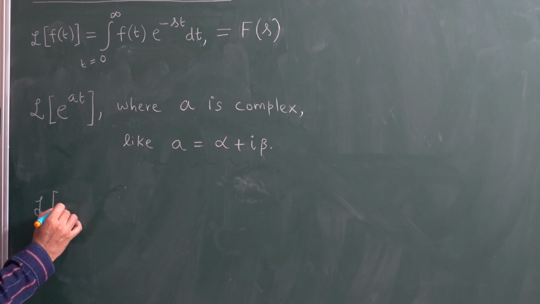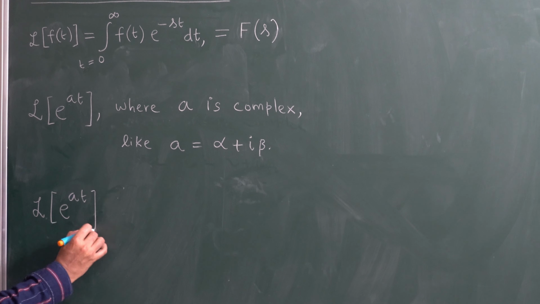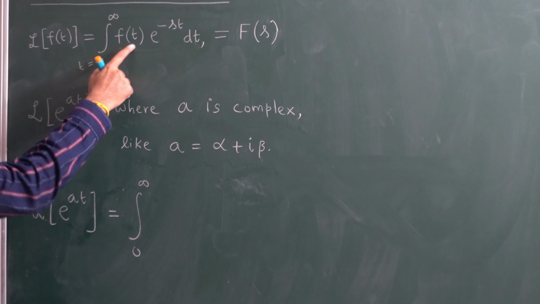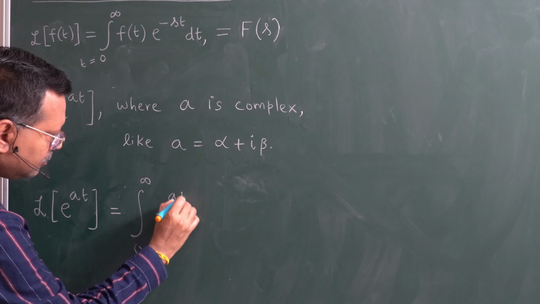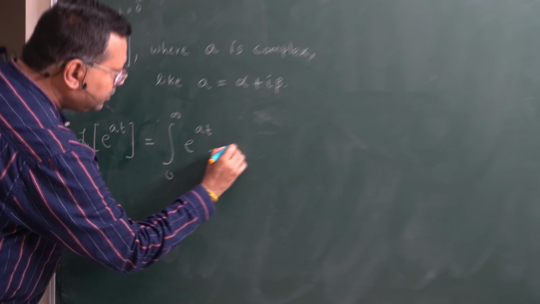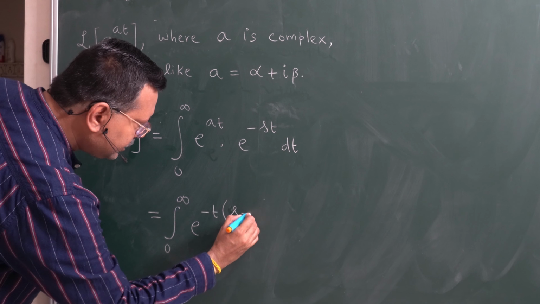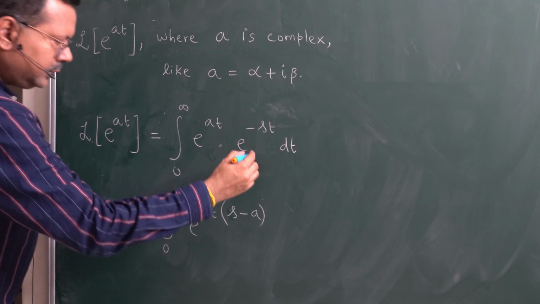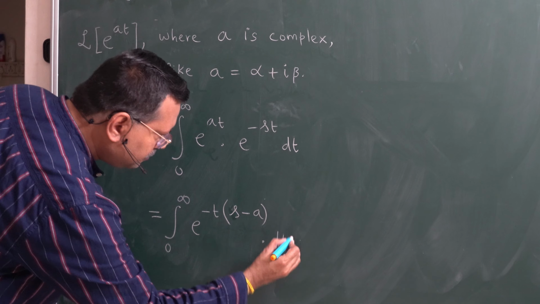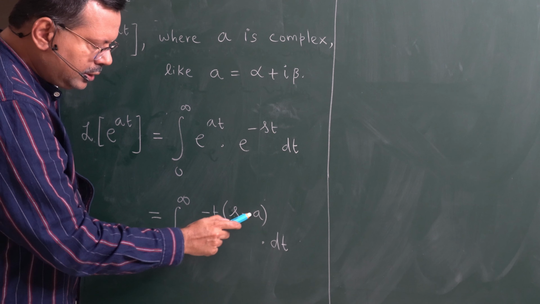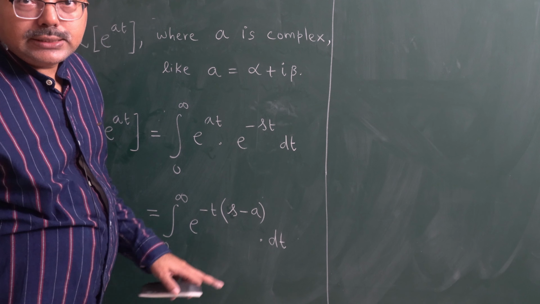So the Laplace transform of e to the power of at is, you substitute here, f of t is e to the power of at. Then you have e to the power of minus st, s minus a, right? So I will write s minus a. Then you have dt. s is a complex parameter. Already you know that s is a complex parameter. Now we are also assuming that a is a complex parameter.